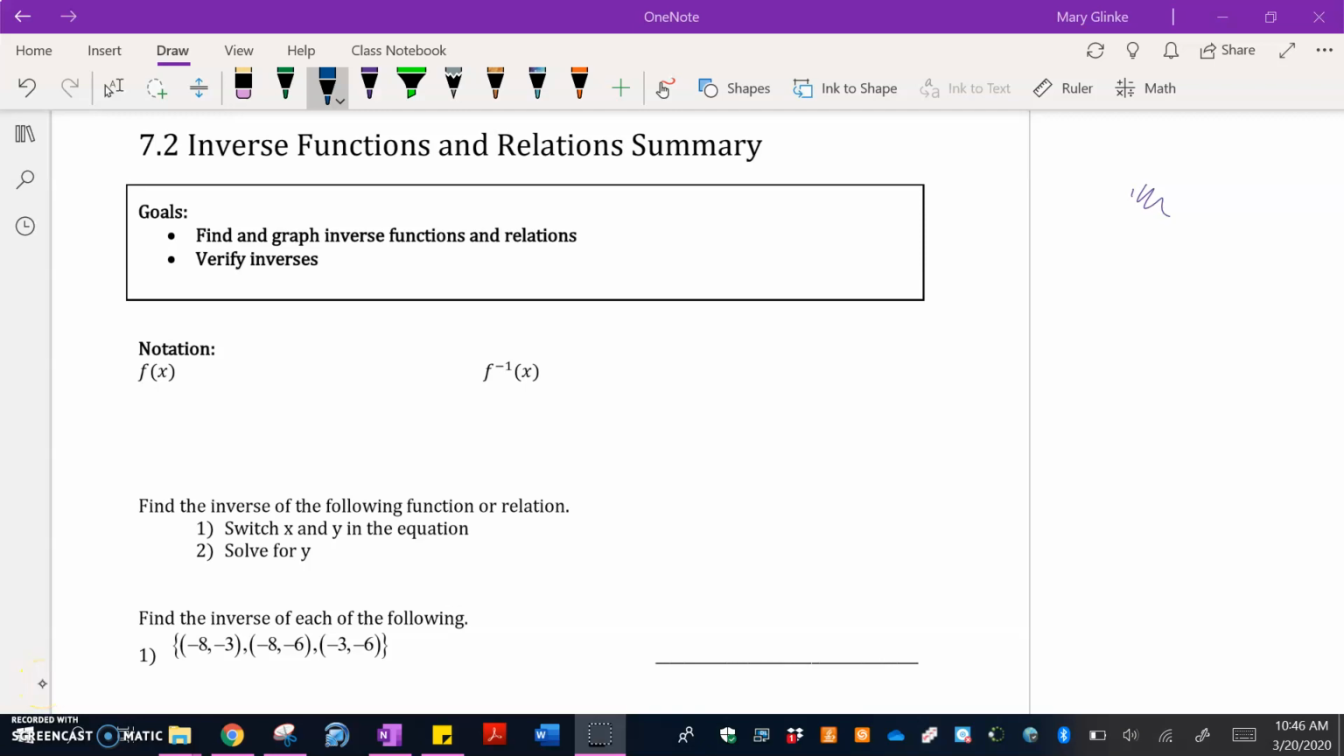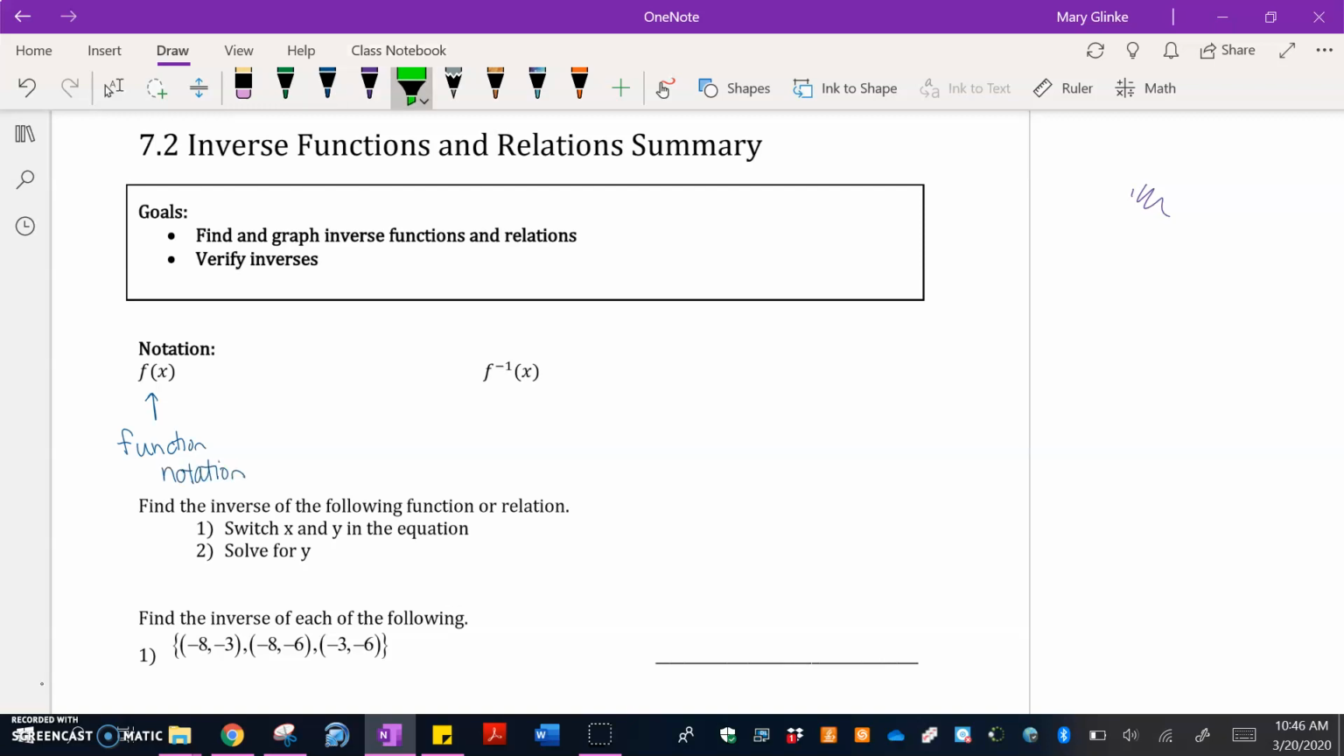Hello everyone, the goal of this is to give you a quick recap of inverse functions and relations. The goal is by the end of this video we remember how to find and graph inverse functions and relations, but also verify inverses. So the very first thing is this notation here, this f of x is function notation.